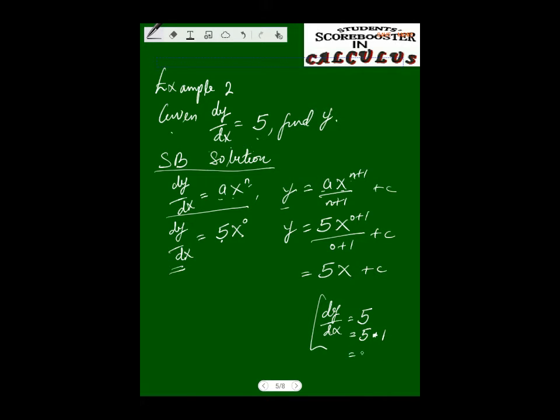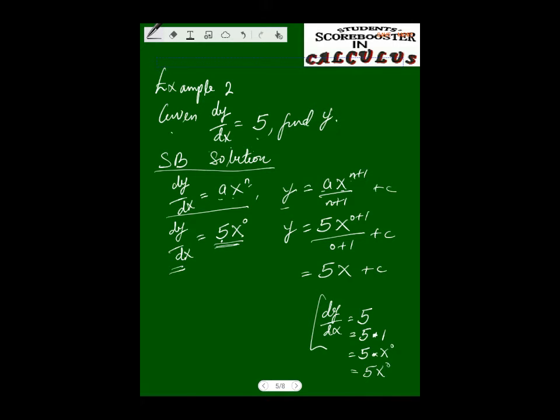Okay, and we say anything raised to power 0 is what? It is 1. So instead of 1, I can write x raised to power 0. I am putting x raised to power 0 because what I need is x. If I had needed y, I would put here y raised to power 0. Now 5 times x raised to power 0 is 5x raised to power 0. That is why I have written this one.